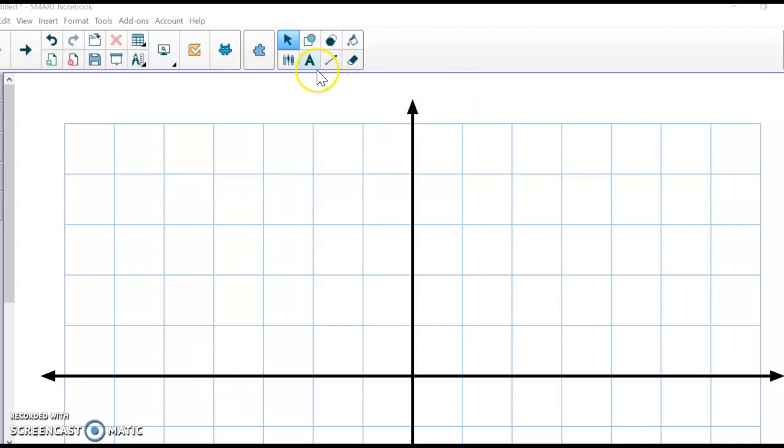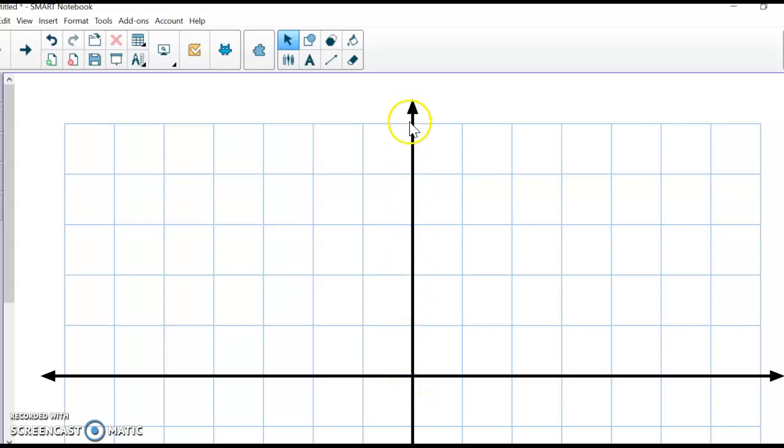Today we're going to work on coordinate grids, which we worked on before we left for our extended break. I'm going to show you just a little review and then you're going to answer some questions about a coordinate grid. The first thing that I want you to notice right here is this is the point of origin. This is where the grid begins.